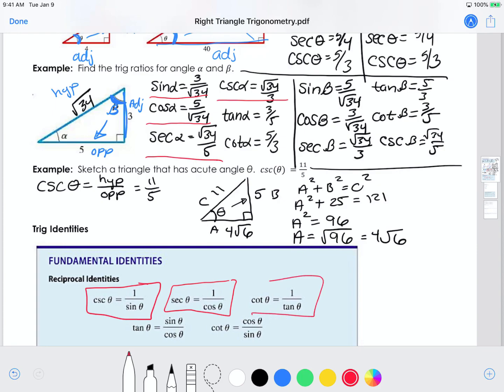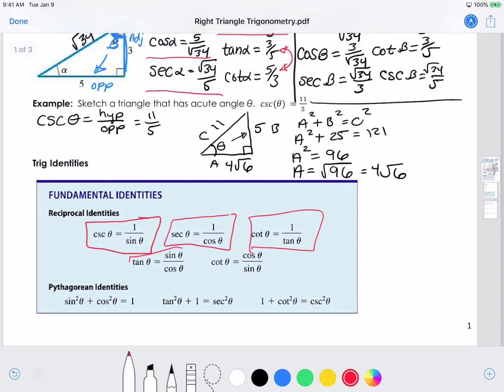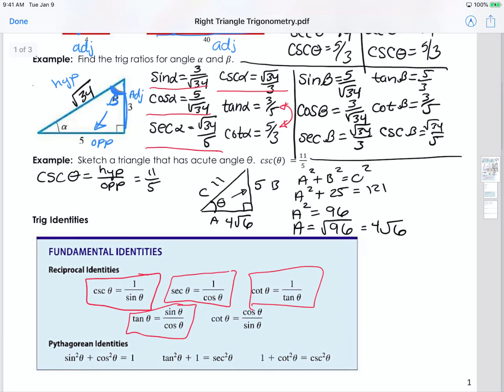And then this one tells us that cotangent and tangent are reciprocals of each other. Looking at this example, we have found that tangent is 3/5 and cotangent is 5/3. This is saying that if I take the value of sine and divide it by the value of cosine, I'm going to get the value of tangent. So let's check it using our previous example.